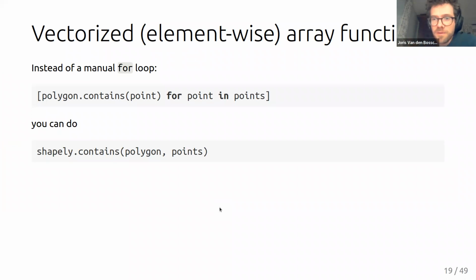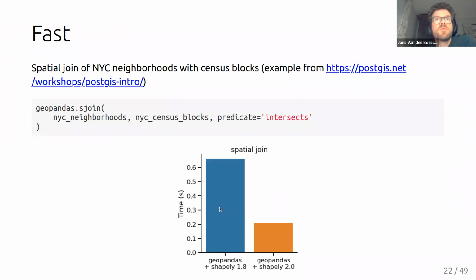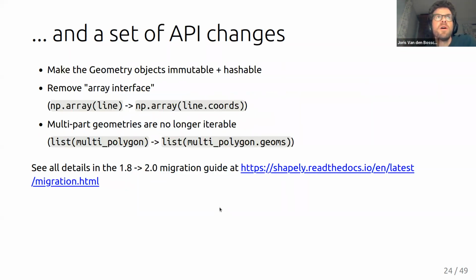That's very nice. It's a nice interface. It's also a lot faster. Here are 2 examples of the contains operation and distance operation in a specific benchmark. But yeah, it's a lot faster. I won't go into detail here. Also for a spatial join. We also vectorized the spatial indexing based on the STRtree, and there is also releasing the GIL, so you can use it with Dask. I will quickly mention it later. So those are some of the other features here.